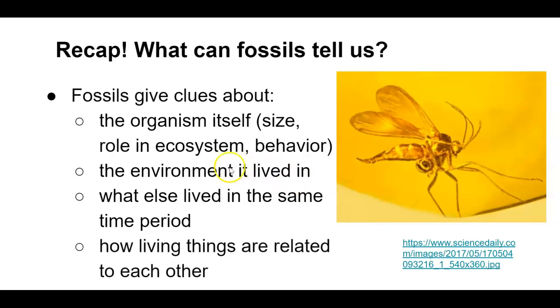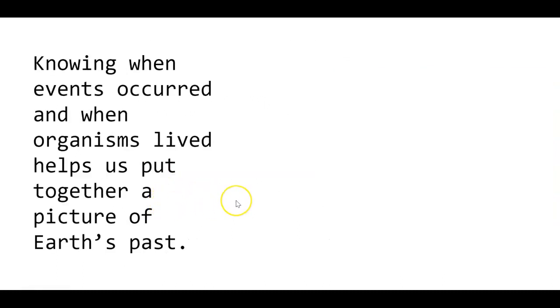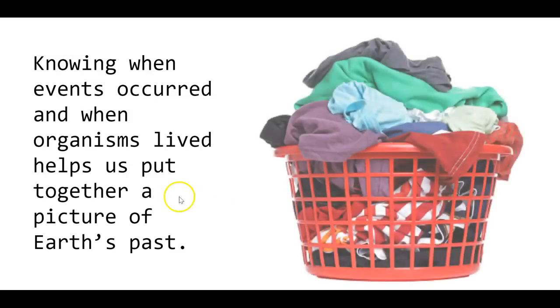And by finding different fossils nearby, we can know what else lived in the same time period. It also shows us how living things are related. If we can see how different organisms lived at different points in time, we can see which animals or plants are the most ancient and which are most recent. Knowing when events occurred and when organisms lived helps us put together a picture of Earth's past.